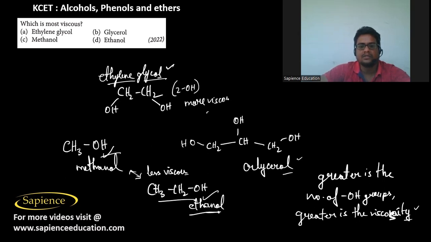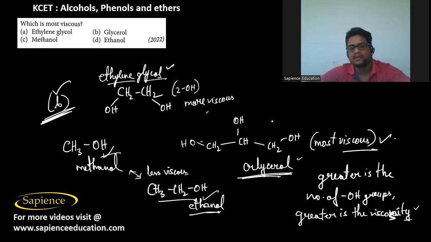And since glycerol has three OH groups, it is the most viscous among all these four compounds. So glycerol is most viscous. So option B is the correct answer.